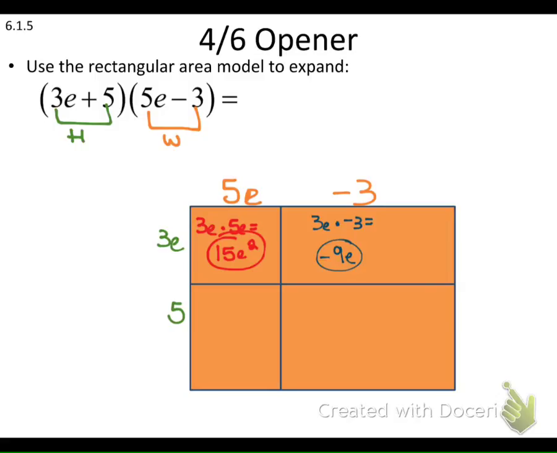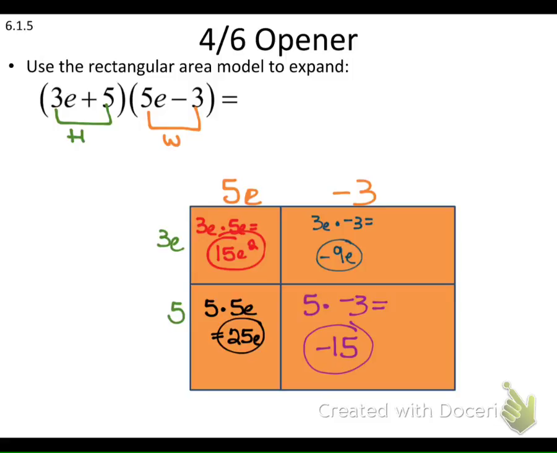Okay, now I'm going to go down to my bottom left. If I want to determine what the area of the rectangle on the bottom left is going to be, what would I multiply together, Trevon? 5 times 5e, which equals? 25e. And then the bottom right, Ashley, how would I find the area of the bottom right rectangle? 5 times -3, which equals? -15. -15.